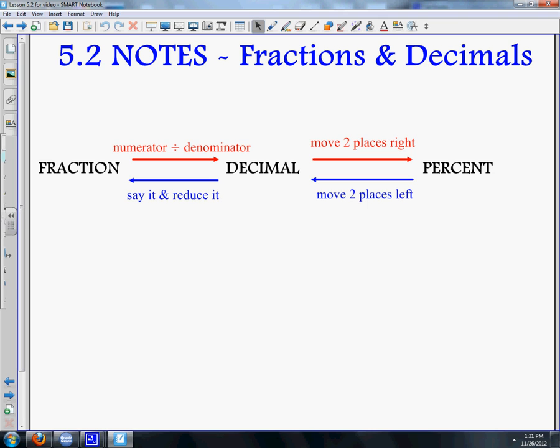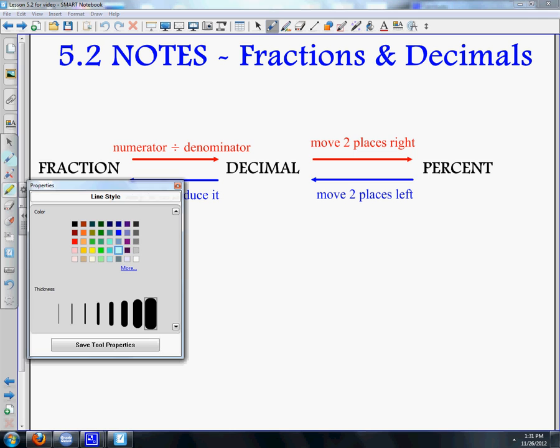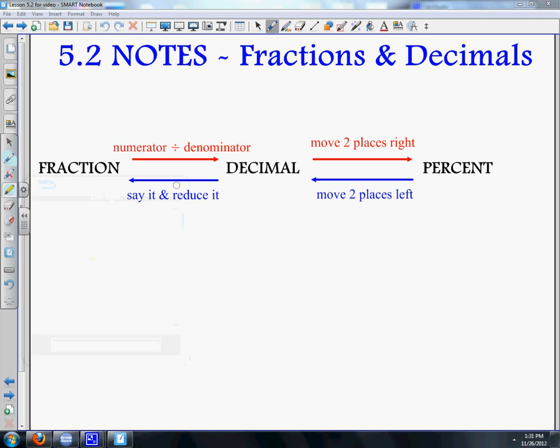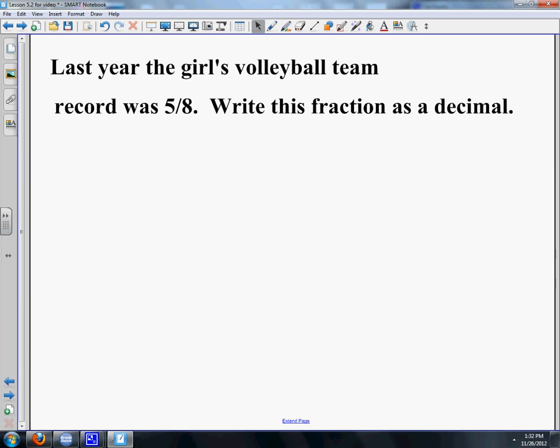So if I want to go from a fraction to a decimal, I do numerator divided by denominator. If I want to go from a percent to a decimal, I move 2 places to the left. So copy that down. All right, so let's do some examples.